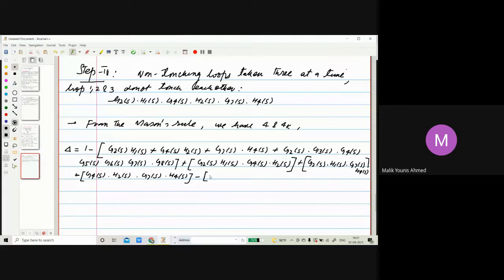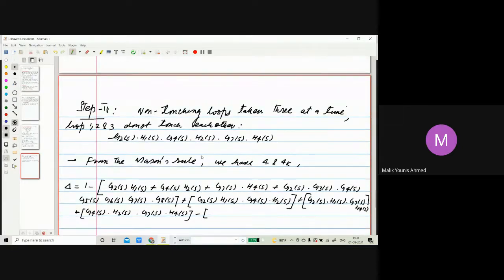Then there is also non-touching loops taken three at a time, step number 4. So we can directly write that here. That is G2. Just a second, I think we have made no mistake. Let me check it. This is 1 with 2, G4 of S. G2 of S, 1 with 3 and 2 with 3. So that is fine. So last is what? Last, what have we got?